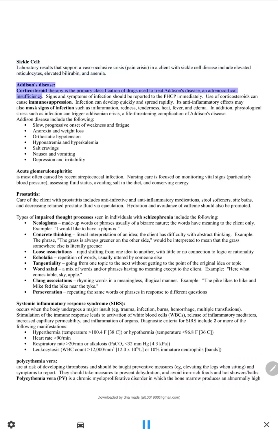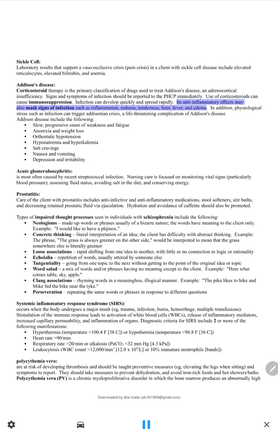Addison's disease. Corticosteroid therapy is the primary classification of drugs used to treat Addison's disease and adrenocortical insufficiency. Signs and symptoms of infection should be reported to the PHCP immediately. Use of corticosteroids can cause immunosuppression. Infection can develop quickly and spread rapidly.